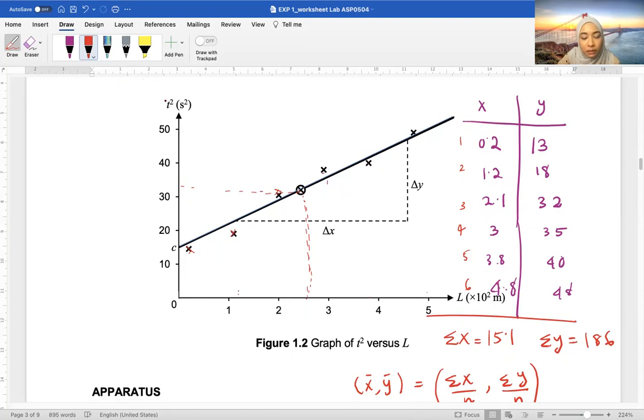Okay, so now let's talk about this graph pula. So this graph, dia ada t squared, and this is L. And the L ada scientific notation. This scientific notation we already discussed, and I told you it's okay to have it like that. What about this graph? Can it be t squared? Boleh ke tak boleh sebenarnya?